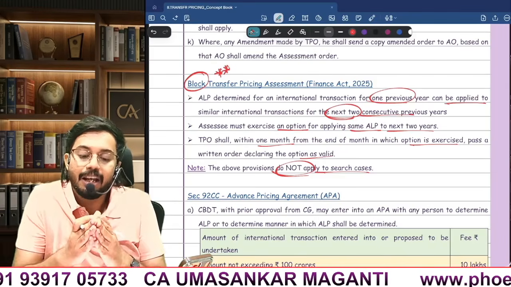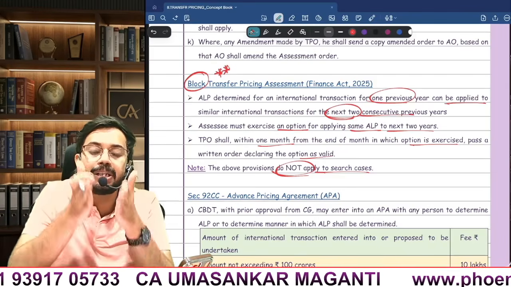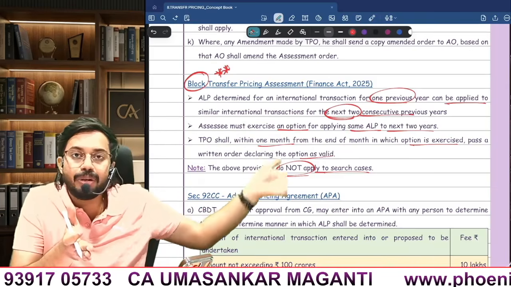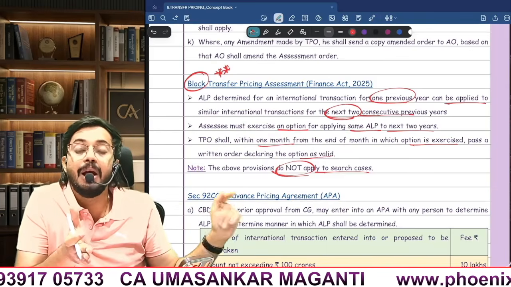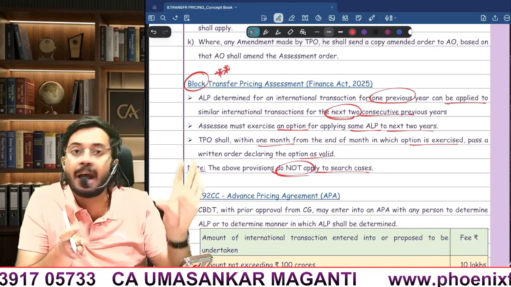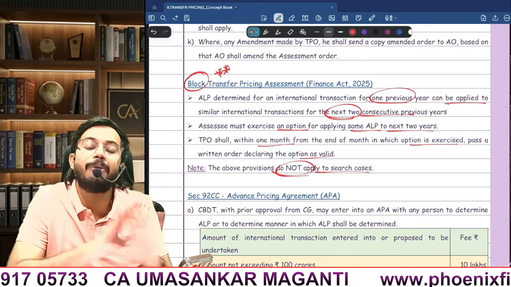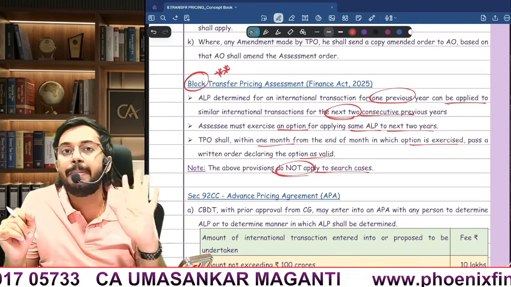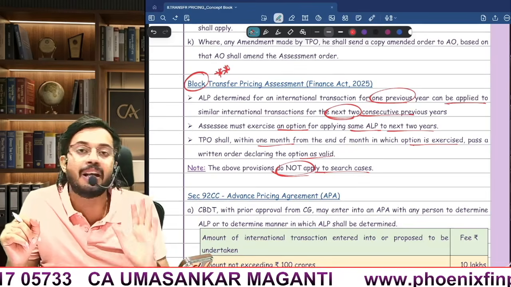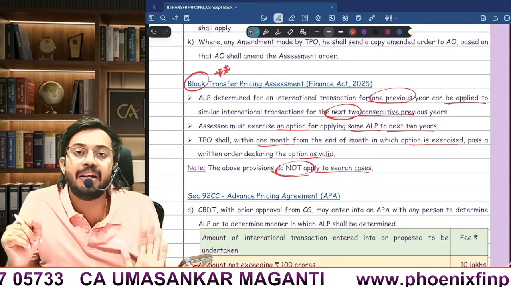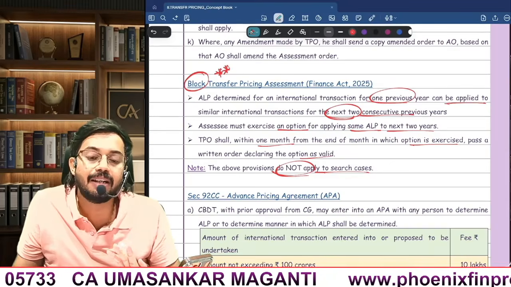So generally, if the TPO calculates arm's length price for 1 year, for the next 2 years he will not come to our office. But in the next 2 years, if a raid happens, the block transfer pricing assessment provisions will not apply. Whenever a raid happens, the TPO has power to calculate arm's length price and he will consider it in the assessment. Are you able to understand? Good.